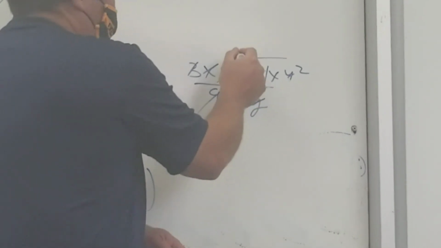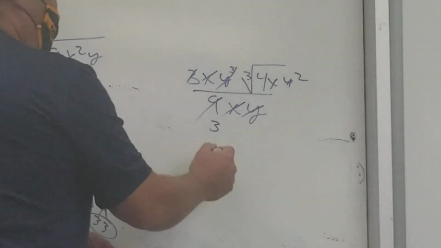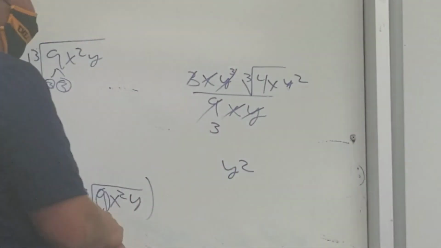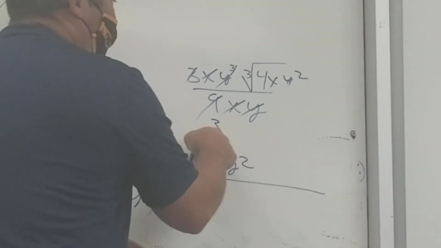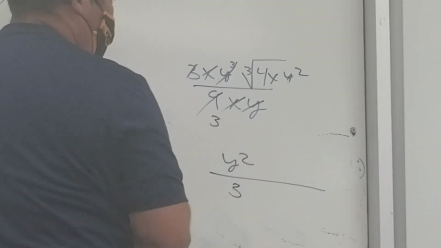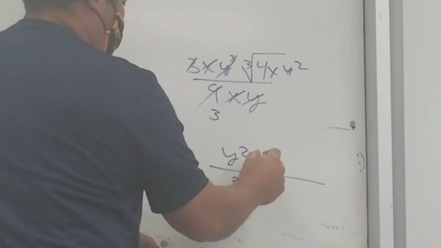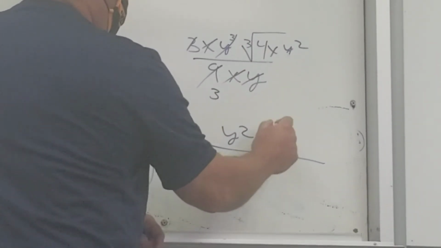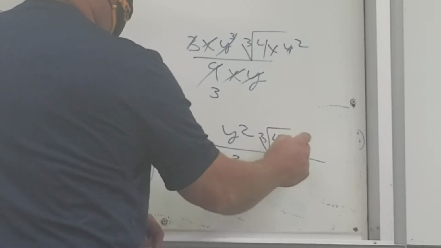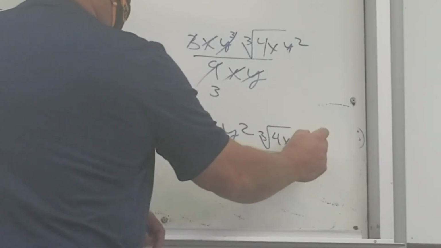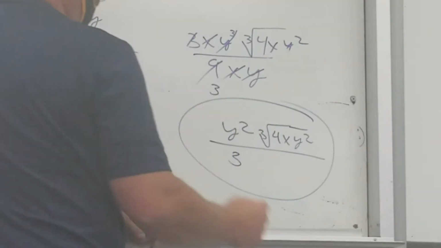All right, what do we end up with on the top then? Y squared. What do we end up with on the bottom? 3. Just a 3. There was nothing under the root to divide out the top part of the root. So I have cubed root of what? 4xy squared. That's my answer.